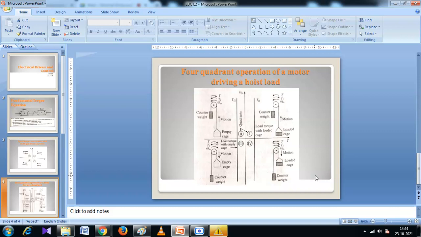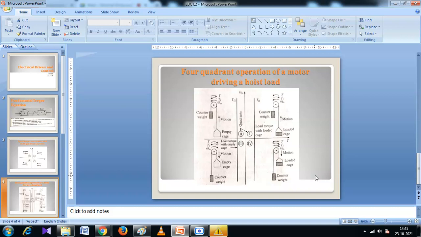Torque has to develop in the anti-clockwise direction. That means we have to develop a torque such that it can counter the speed of the loaded cage. So we have to develop an anti-clockwise torque.